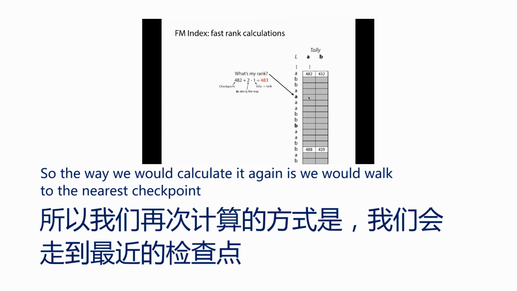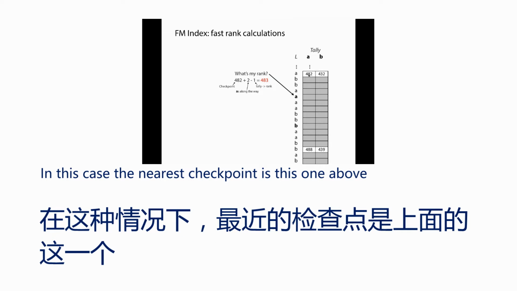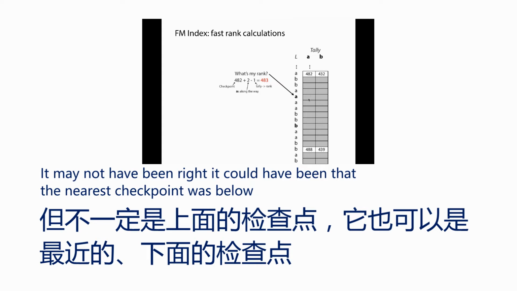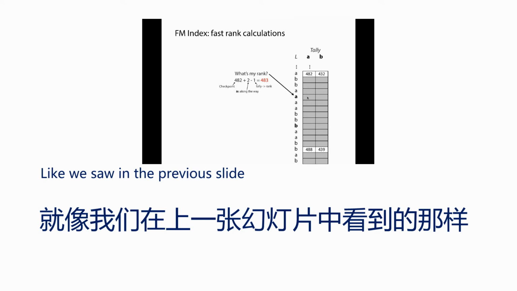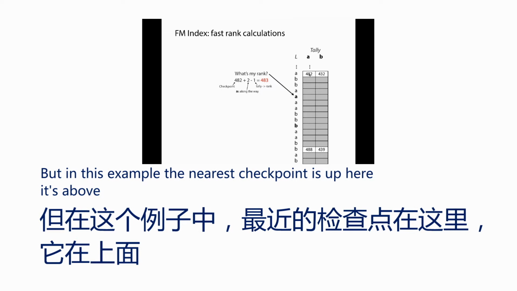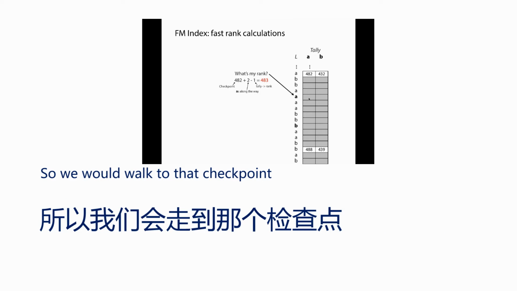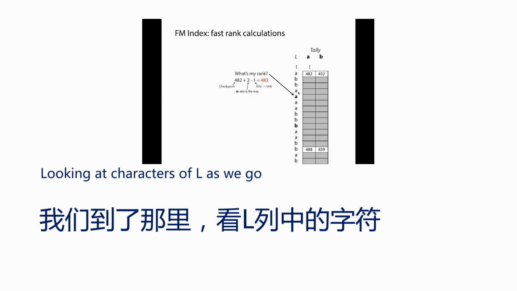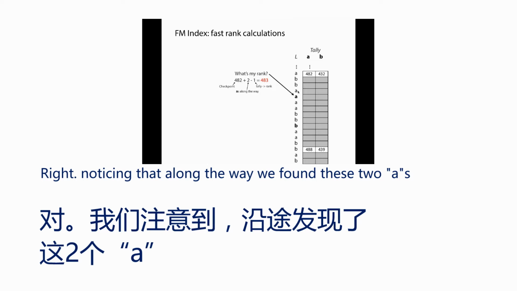So the way we would calculate it, again, is we would walk to the nearest checkpoint. In this case, the nearest checkpoint is this one above. It may not have been, right? It could have been that the nearest checkpoint was below, like we saw on the previous slide. But in this example, the nearest checkpoint is up here. So we would walk to that checkpoint, looking at characters of L as we go, noticing that along the way we found these two A's.